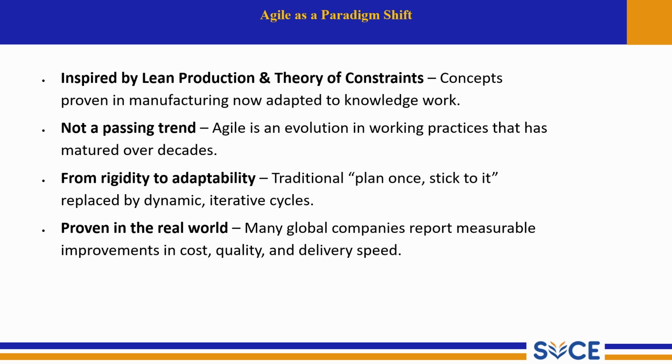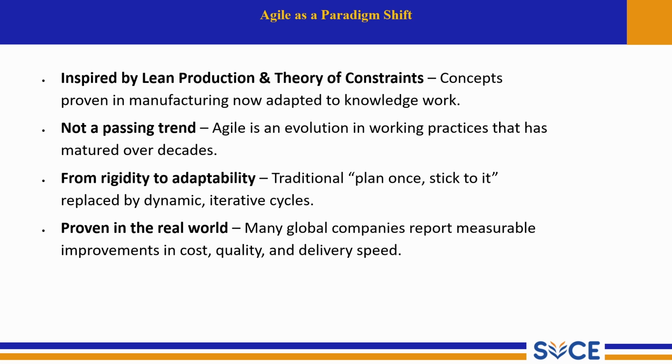Inspired by lean production and theory of constraints, concepts proven in manufacturing, now adapted to knowledge work. Agile did not appear suddenly, it has roots in proven industrial methods. Lean production came from the Toyota manufacturing system, which focused on reducing waste and improving efficiency. The theory of constraints is about identifying and removing the bottlenecks in a process. Agile takes these powerful concepts and applies them to software and knowledge based work, improving efficiency and flow.